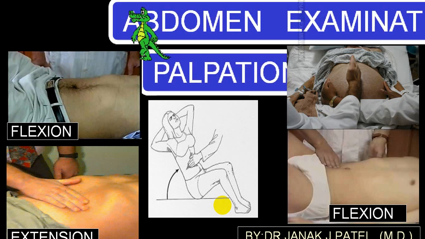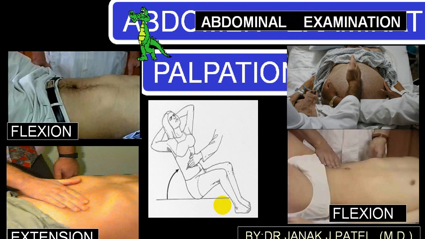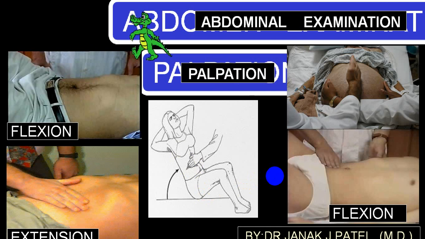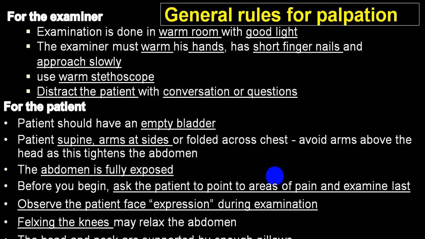So palpation can be done in multiple different positions. Here you can see this is in supine position with leg flexed. This is with extension. This is for fluid thrill. This is with leg flexion, and this is abdominal examination done in a person who has got tenderness in abdomen in a sitting posture. So you can examine also in a sitting posture, but this is not commonly routinely being done.